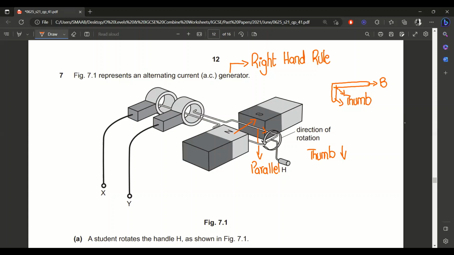So always remember, in the parallel state, the force acting on the coil or the EMF induced in the coil will be equal to the maximum value. And when we are talking about the perpendicular condition, the induced EMF or the force will be minimum, right?